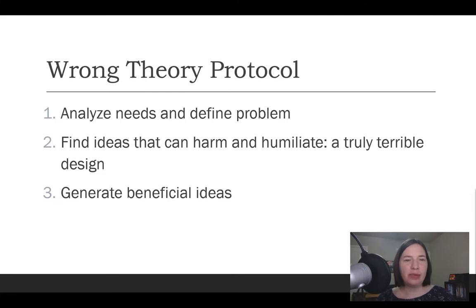Another one that I really like that we're not going to do right now, but you can do for the ideating part of your project, is the wrong theory protocol, where you actually try to find something that is truly terrible. And it's harder than you think to find something terrible. But it gets you thinking about things in a different way that can then help you find a beneficial idea. So you can see more about that in your book. There's a website you can see in our discussions, and you can use that as part of a project if you would like.